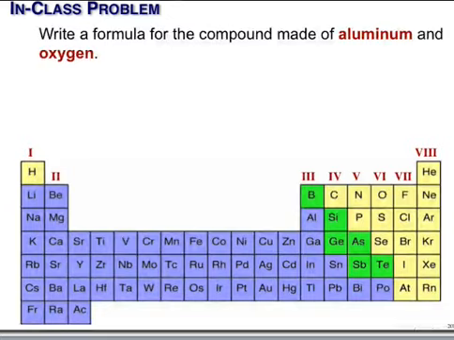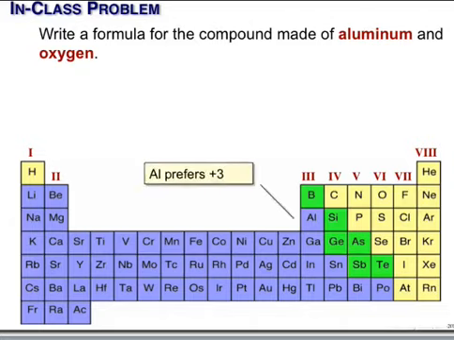Aluminum lives over here in group 3, doesn't it? It will lose 3 electrons, therefore, and become a +3 cation. Oxygen is group 6. It will pick up 2 electrons, get over here to neon, and therefore it will be a -2. So we have aluminum at +3, and oxygen at -2.